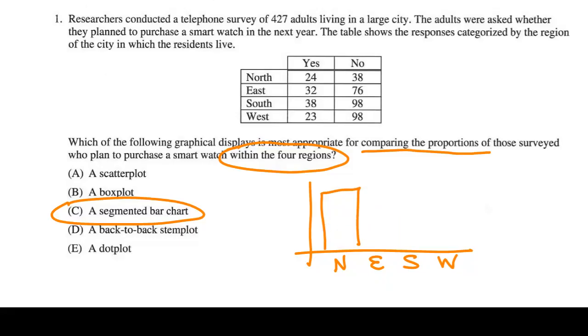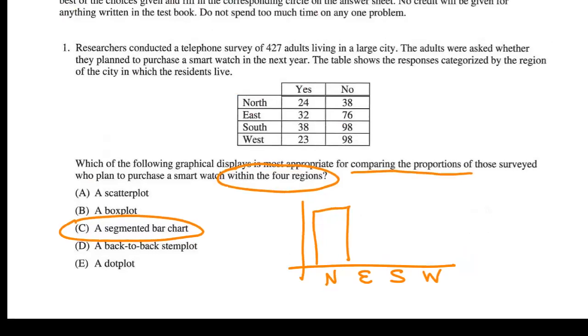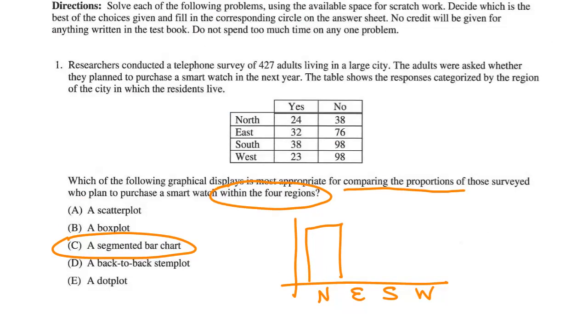But you would need to calculate the percent of north that is yes and no, the percent of east that is yes and no. That's what it's talking about when we're comparing proportions. Segmented bar charts are always done with proportions, not with counts, because it's a way that I can compare groups of different sizes.